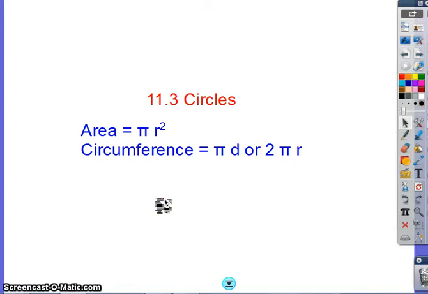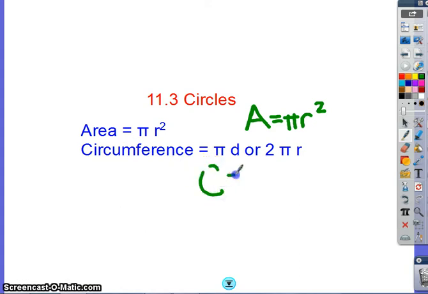Okay, we're going to talk about 11.3 day 2, which is circles. Right off the bat here, we have two formulas that you can put in your formula sheet. So area for a circle is pi r squared. Just to be clear in your formula sheet, remember we're writing these as equations, so area equals pi r squared for a circle. Circumference, please notice that this is not an A equals, this is circumference.